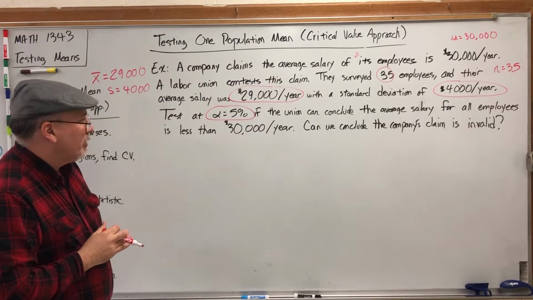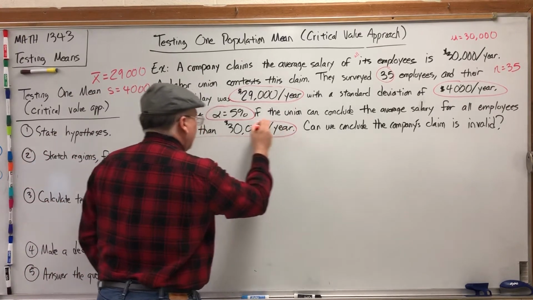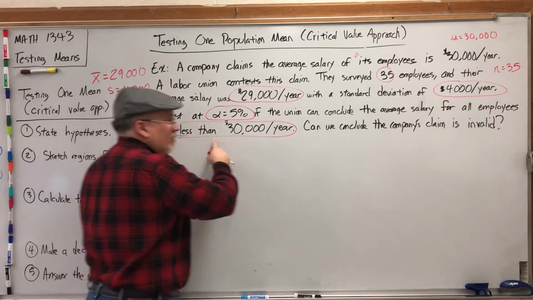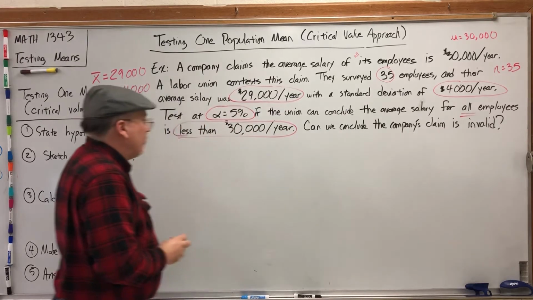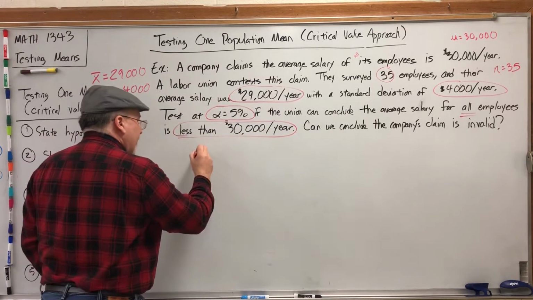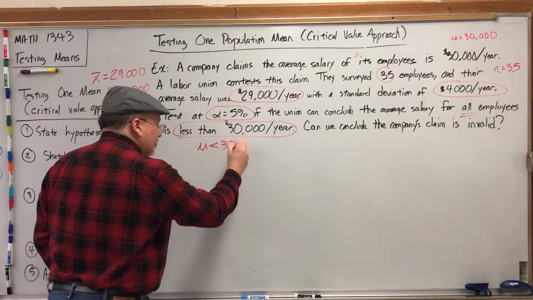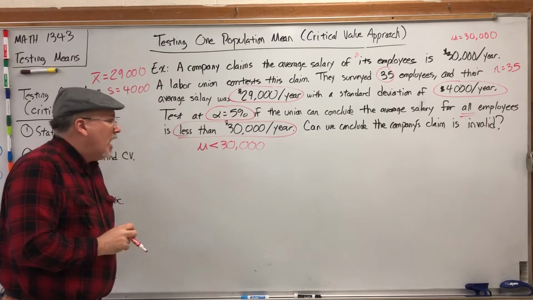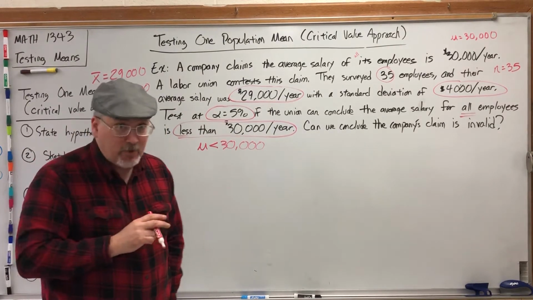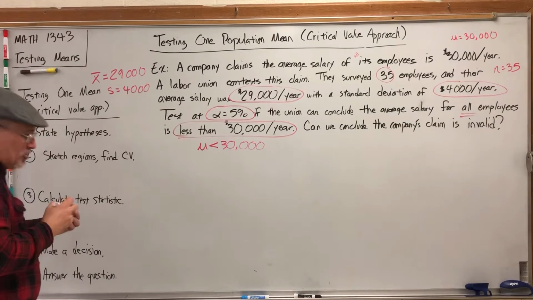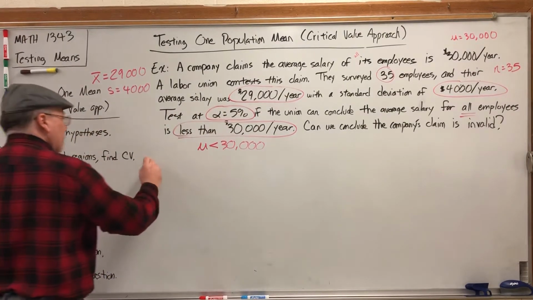If the union can conclude that the average salary for all employees is less than $30,000 a year, this is a claim about a population, emphasis on the word all. So they're trying to conclude that the average salary for all is less than 30,000. So there's another hypothesis. You're not always given both hypotheses, the null and the alternative, but in this problem you were. All right, so now that we've extracted all the information that we can from this problem, let's go through the motions of the hypothesis test.